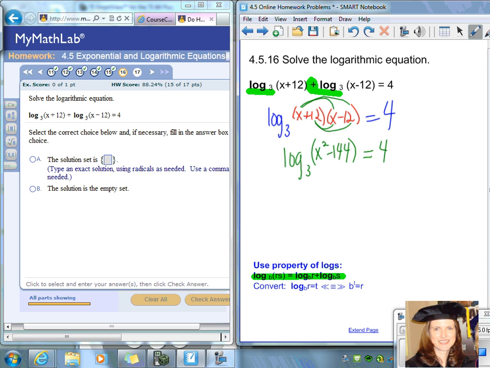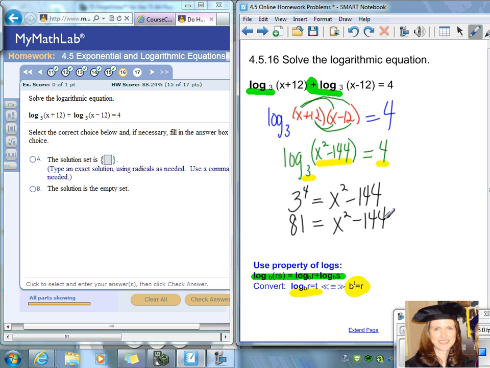Now we have a logarithmic equation. It's in this form. We have a base, an argument, and an exponent. We can convert it to exponential form to solve for x. The base is 3. 3 raised to the 4th power is equal to the argument x squared minus 144. Well, 3 to the 4th power is 81. So we get 81 is equal to x squared minus 144.